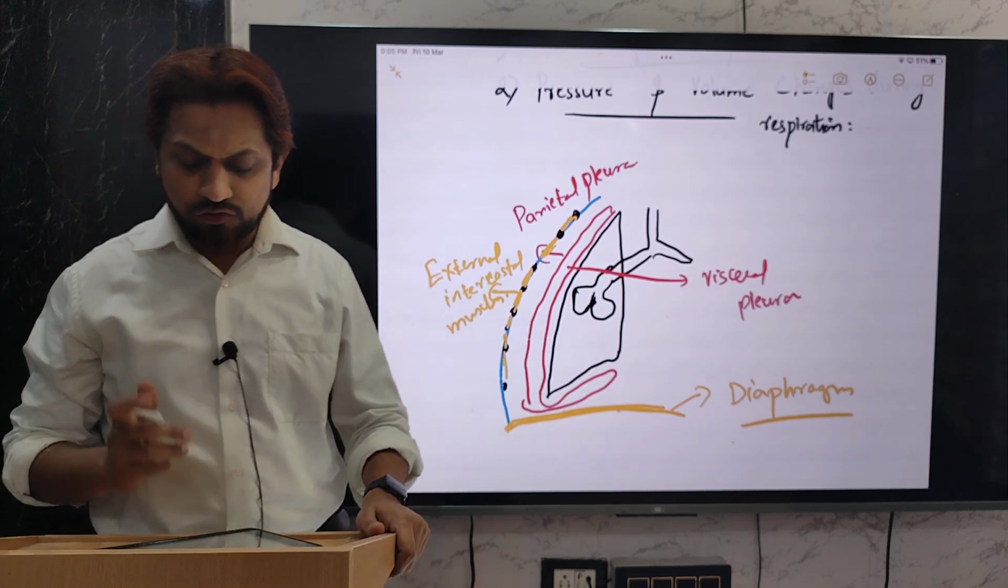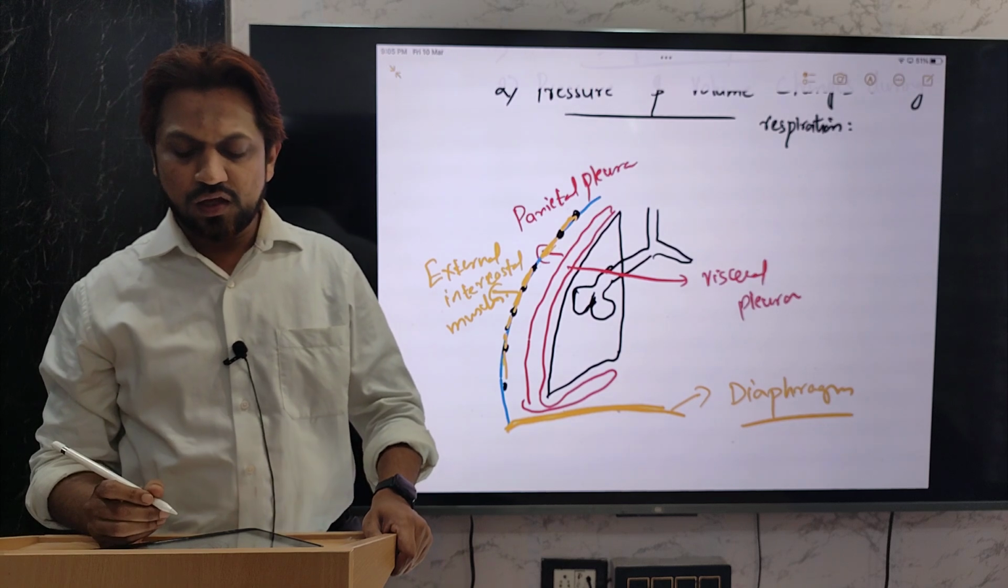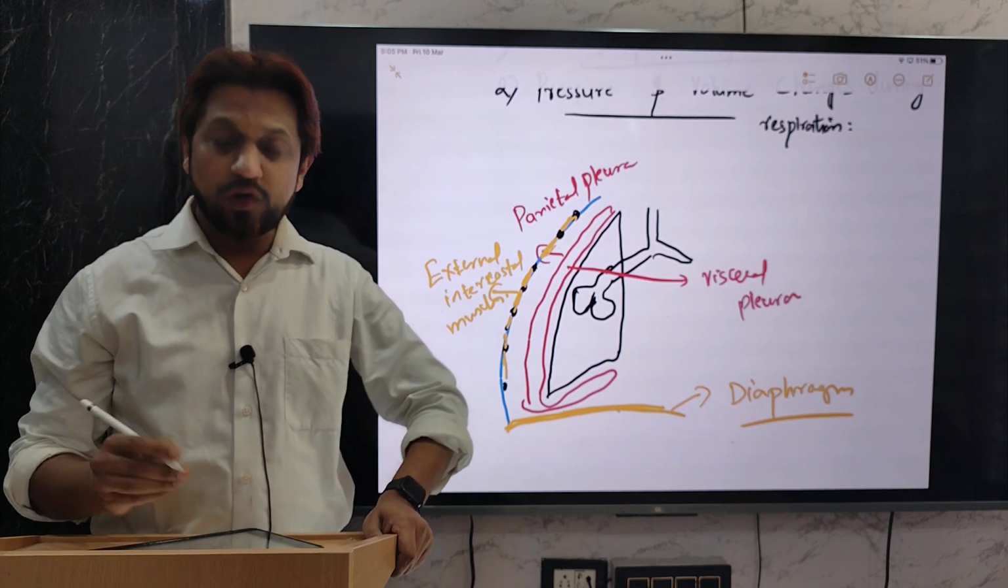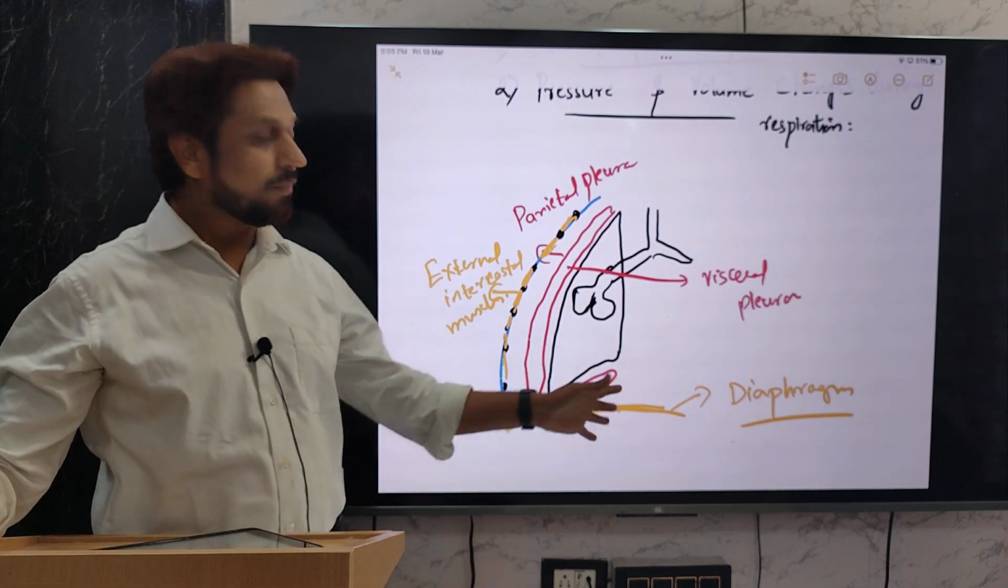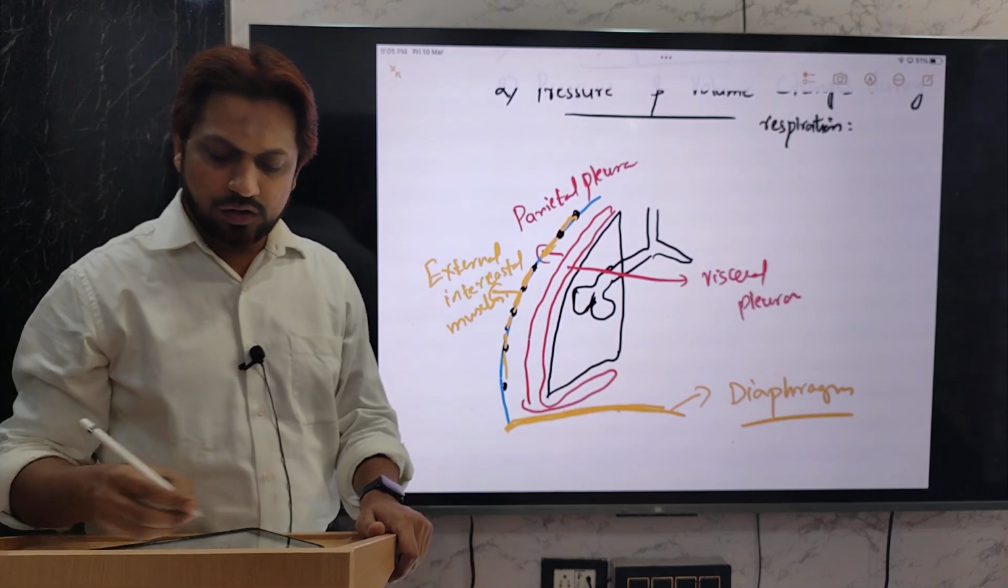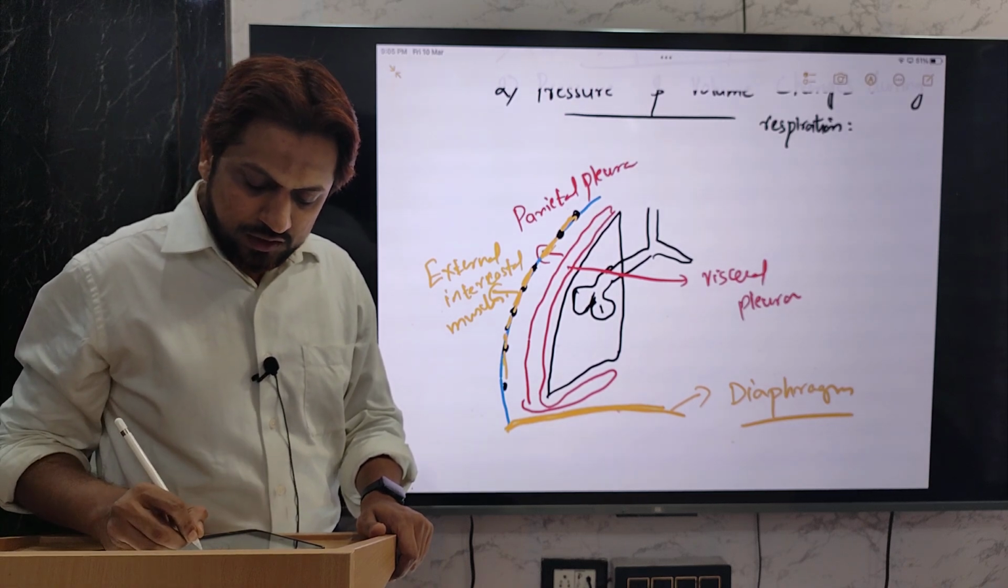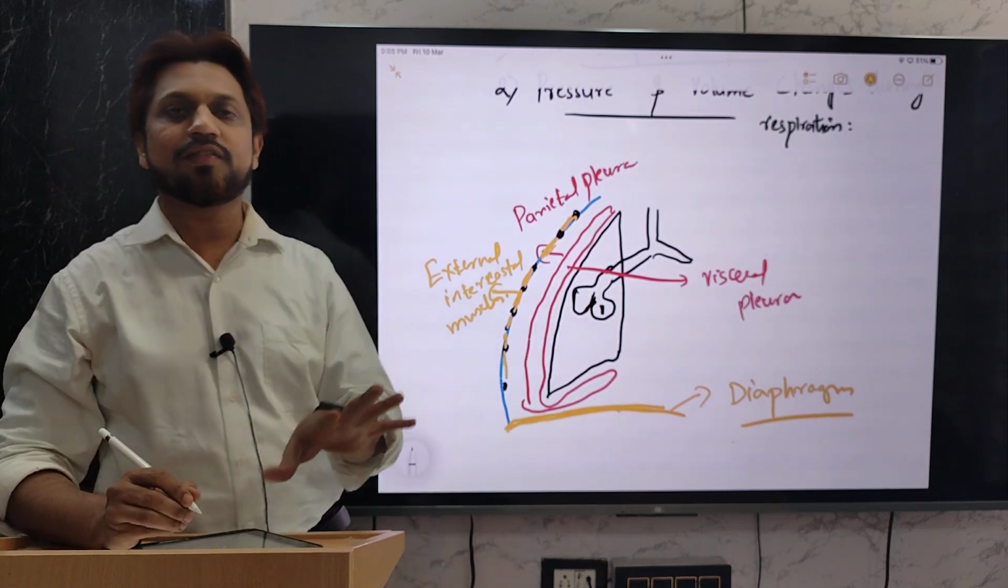Okay, now this one here we are going to study the different pressures. First we'll discuss three important pressures, and later we'll discuss transmural pressures if time permits in this lecture or in some other video. So the first one is the pressure which is inside the alveoli.